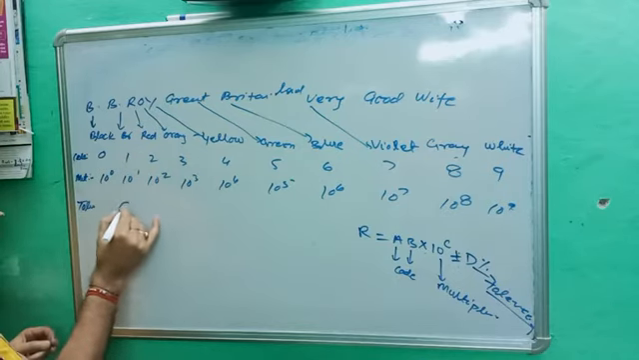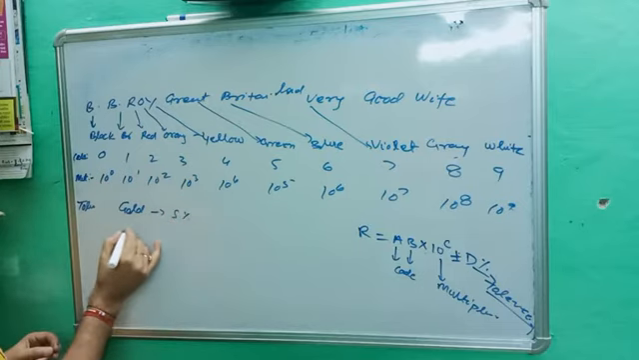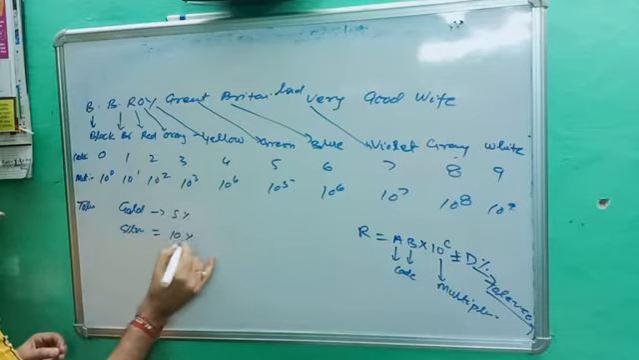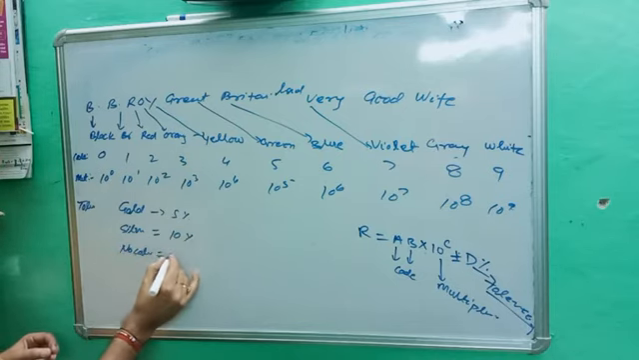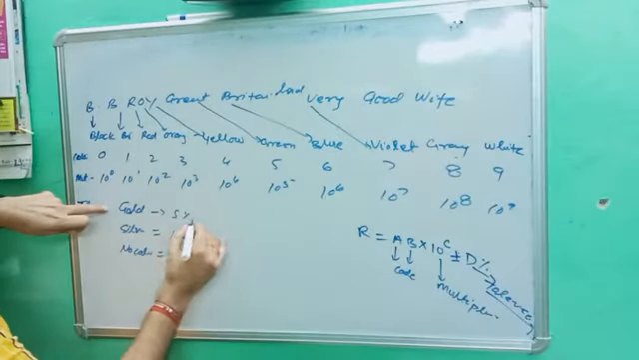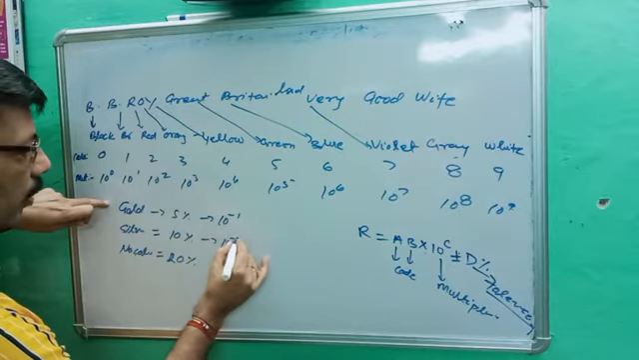And tolerance, I already told you: gold is 5%, silver is 10%, and no color is 20%. And if you assume their multipliers, gold's multiplier is 10 power minus 1 and silver's multiplier is 10 power minus 2.